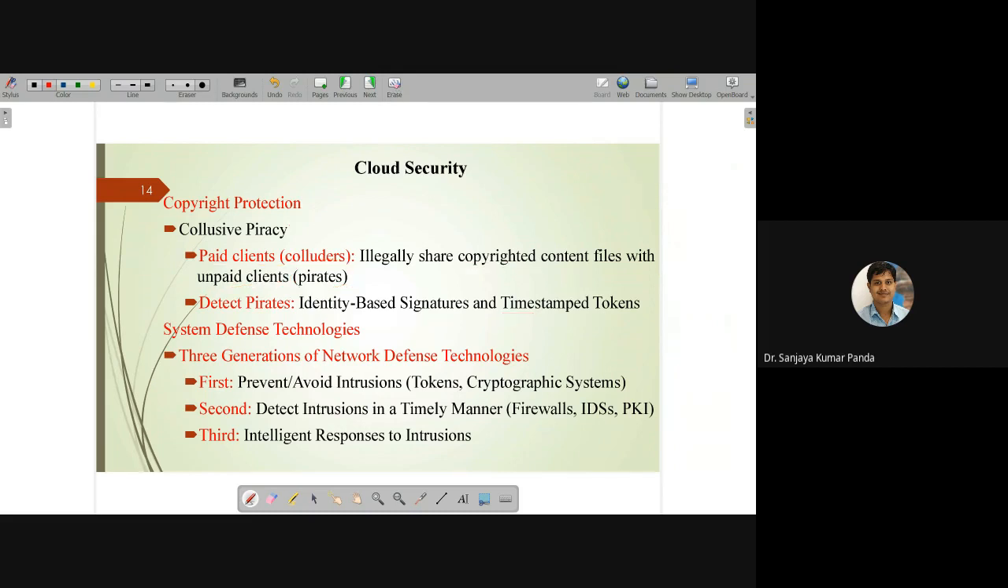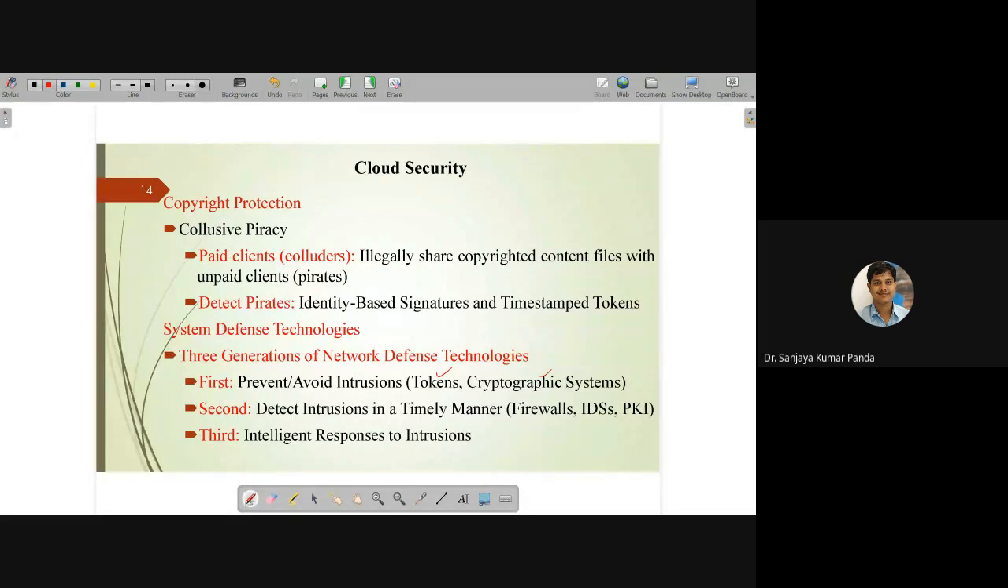So if you go for the system defense technologies, there are three generations in system defense technology, or you can say network defense technology. In the beginning phase, in the first generation, our objective is to prevent and avoid intrusions. So we want to build a system which will prevent intrusions. Like I'll tell you, don't click on suspicious emails, right? Or don't install any software from unauthorized websites. They use tokens, or you can say cryptographic systems, to safeguard the system.